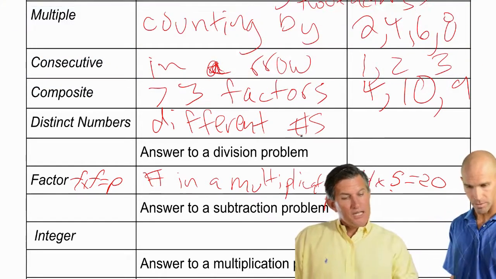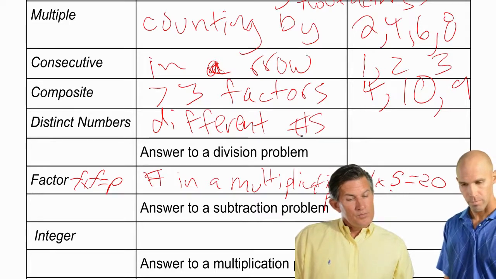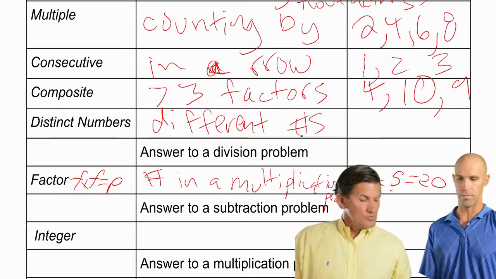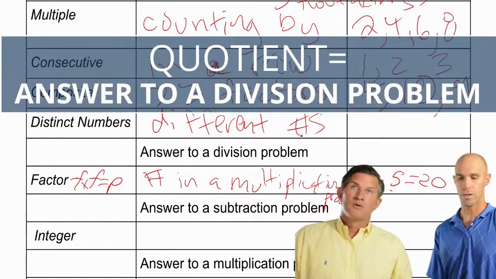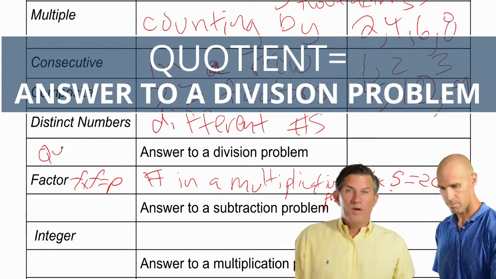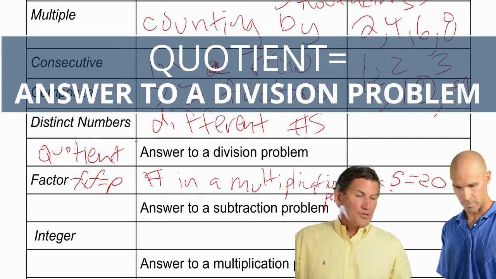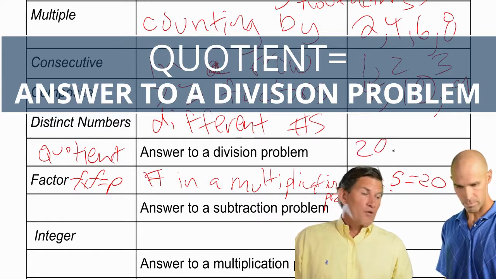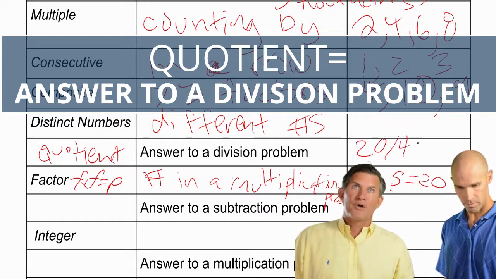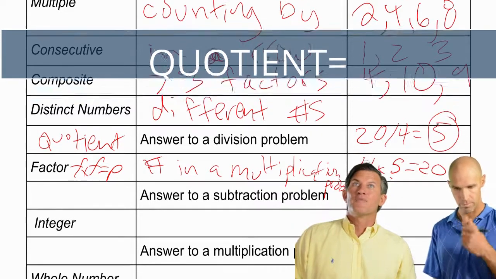Exactly right. Okay? What is the answer to a division problem? What's it called? A quotient. Write it, that's a term. So when 20 is divided by 4, 5 is the quotient. It's the answer to a division problem. So if you don't know what a quotient is, you better be using division there.